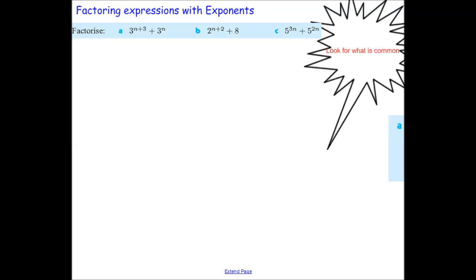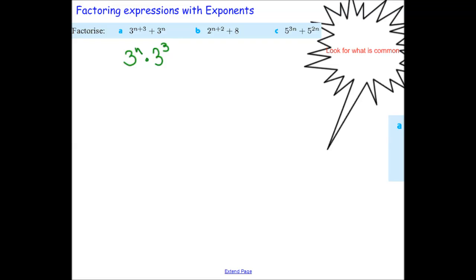Okay, so not only should we be able to expand, but we should also be able to factor. So we've got 3 to the n plus 3 here. We can write this as 3 to the n times 3 cubed. Remember that the rule is that when we're multiplying with the same base, we add our exponents. So you should be able to do the same thing backwards.